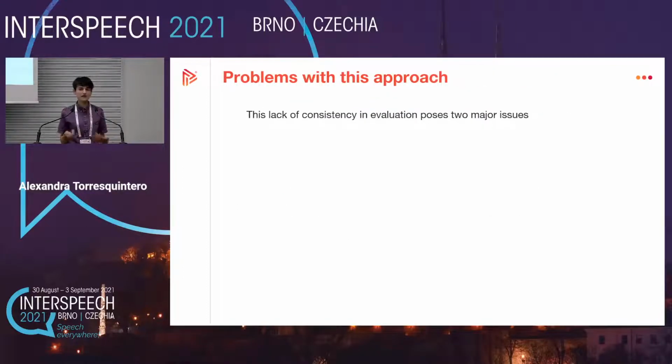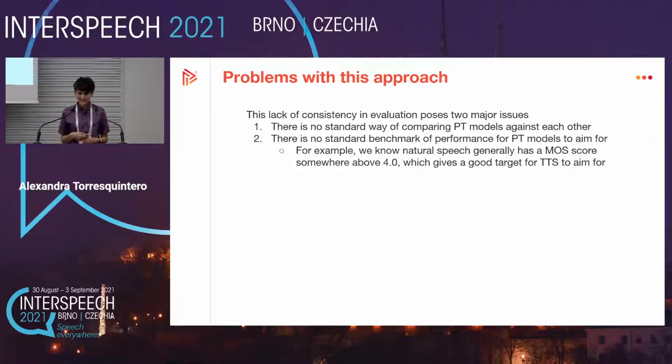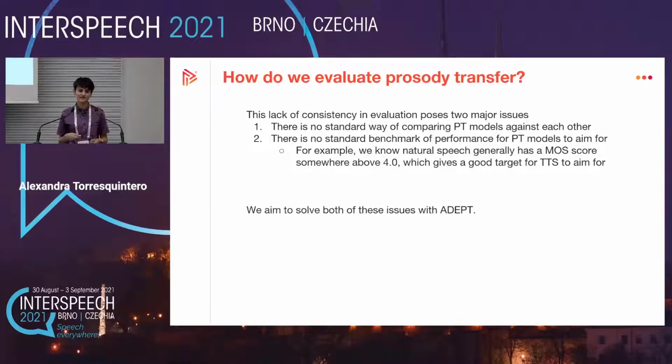So obviously, with all of these subjective evaluation systems, there's a big lack of consistency, which causes two major problems. One, there's no standard way of comparing prosody transfer models against each other. So, you know, if one system uses trained linguists and another system just uses a simple MOS test for naturalness with native speakers, there really is no way for us to say, oh, this model and that model can be compared in a certain way. And secondly, there's no standard benchmark of performance for prosody transfer models to aim for. So with MOS, we know that natural speech is somewhere above 4.0, and we can hope that our TTS models achieve that level, but we don't really have an equivalent for prosody transfer. So we're hoping to solve both of these issues with ADEPT.